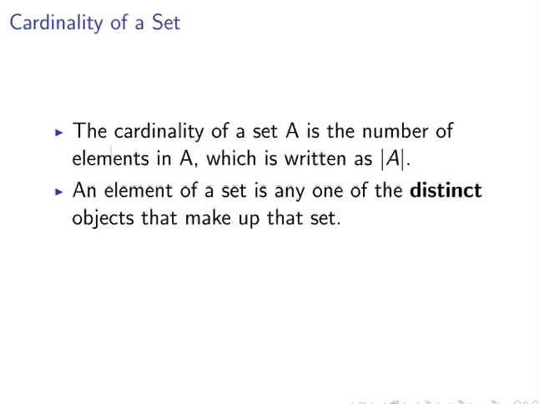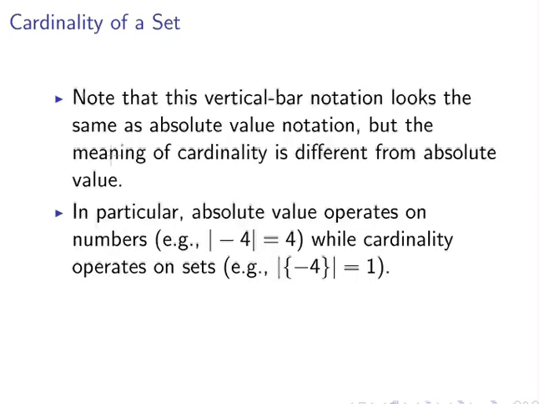An important thing to recall is that an element of a set is any one of the distinct objects that make up that set. So let's keep that in mind for one of the examples I have later on. Just a quick remark about the vertical bar notation. It looks the same as absolute value notation that you might know from numbers. The meaning of cardinality is entirely different in this case.